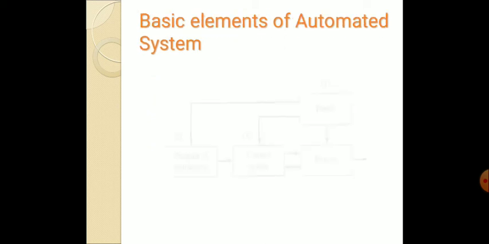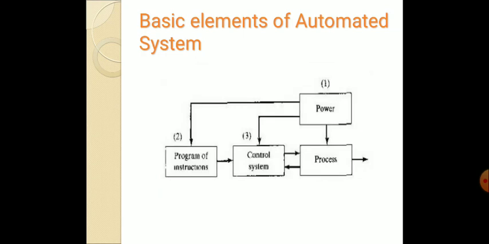So next are the basic elements of an automated system. This is the block diagram related to the basic elements of an automated system. It consists of the power, the program of instructions, the control system and the last one is the process. Now first one, power. An automated system is used to operate some process. Power is required to drive the system as well as to control it. The principal source of power in an automated system is electricity. Hence, electric power has many advantages, for automated as well as non-automated processes.